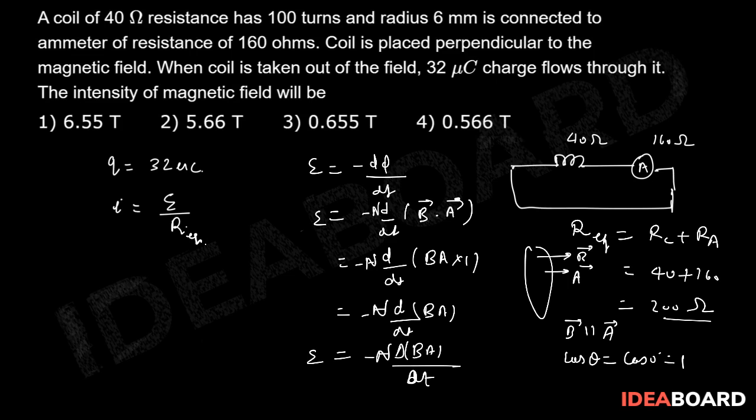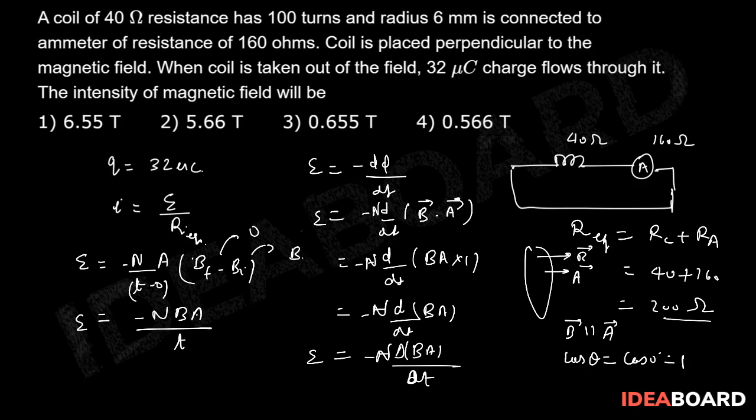Now initially the coil is perpendicular, and later on when the coil is moved out, finally there will be no magnetic field. So E will be equal to minus n by delta T, where delta T I can say is T minus 0, and this will be delta B. The area of cross section is common, so this will be B final minus B initial. What is B final? B final will be 0, B initial say B, which we need to find. So E will be minus n B into A divided by T, correct?